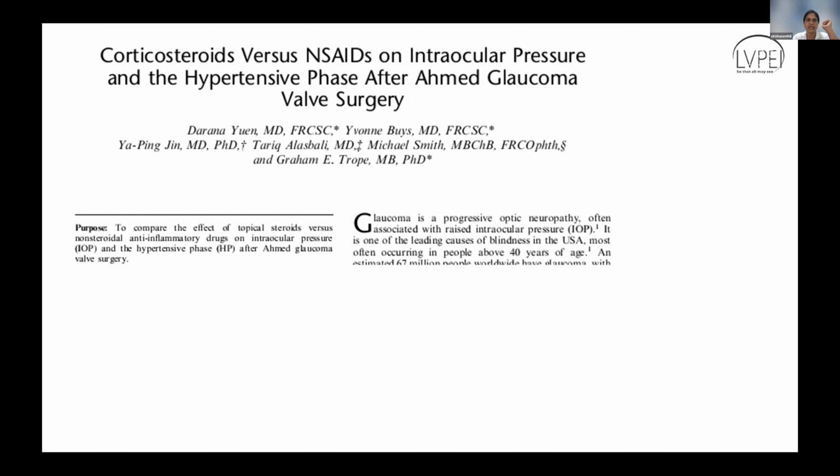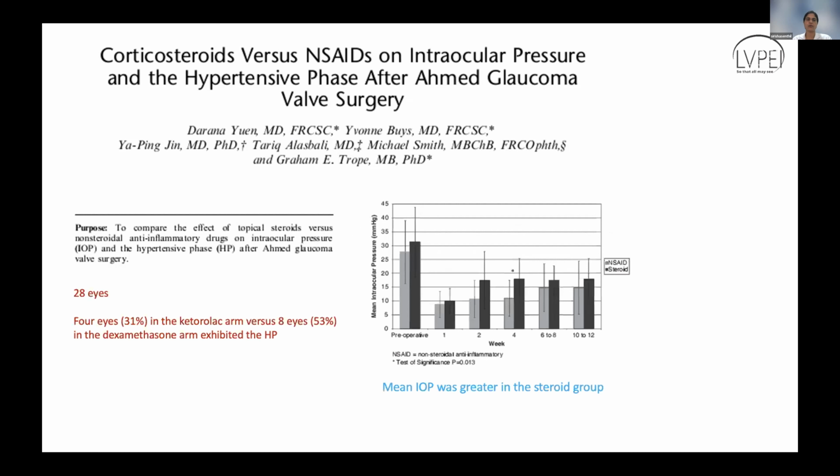Is there a role of corticosteroids? Corticosteroids or NSAIDs sometimes may be helpful, and studies have shown that use of corticosteroids possibly decreases the inflammatory response and hence decreases the hypertensive phase. But there is a study that has compared post-operative topical corticosteroid use with NSAID and shown that the NSAID arm had less hypertensive phase compared to the arm where topical dexamethasone was used. And also the mean intraocular pressure in the post-operative period at every post-operative visit was higher in the topical steroid group compared to the ketorolac group.